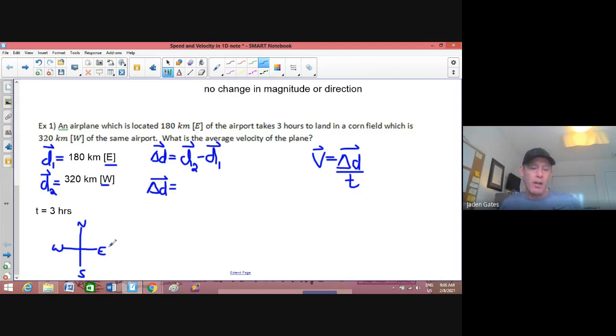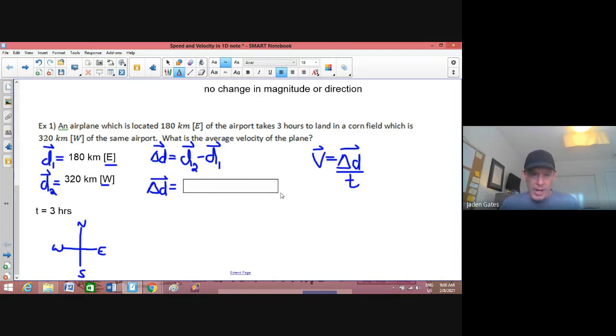So most of the time, I will make east and north positive, and I will make west and south negative, just like a graph. Because east is positive and west is negative, now I'm going to find my displacement. Watch what happens here. D2 is 320 kilometers west, but I have said that west is negative, so I'm going to put in a minus 320. Then I subtract D1, which is 180 kilometers east. Well, I said east is positive, so that's going to stay at 180.